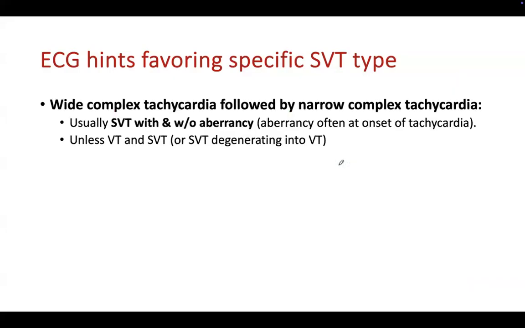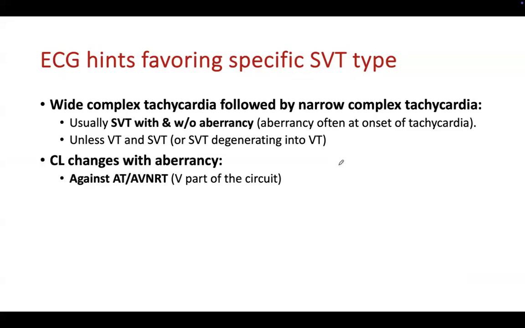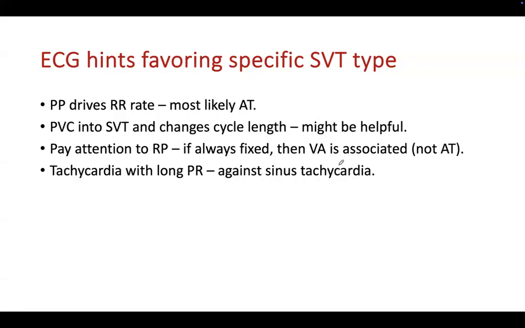Okay. So what I was trying to say is wide complex going down to narrow complex, same tachycardia, is usually SVT with and without aberrancy. Okay. If it terminates with the P wave, then it's against atrial tachycardia. And then if you see cycle length changes during wide and narrow, this tells you that the ventricle is part of the circuit. Okay, this is too advanced. I don't know whether you have to worry about it. This is a too advanced slide as well.